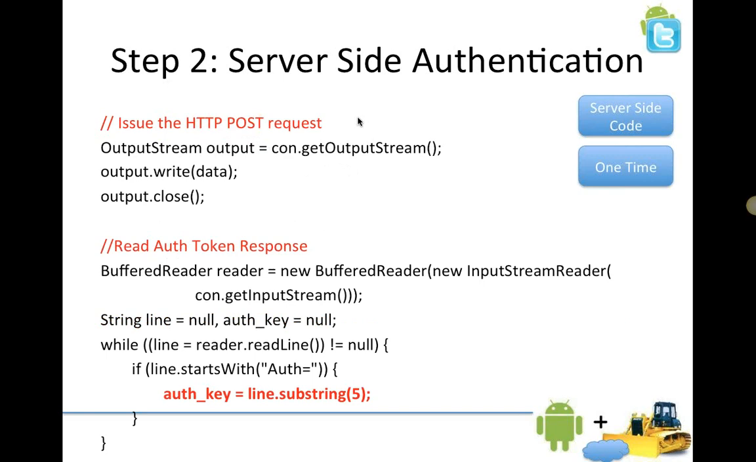And this is one-time code. So one-time thing. When the application server starts up, we can do authentication with Google and keep this with it. So your backend is now talking to Google for sending cloud-to-device messaging.